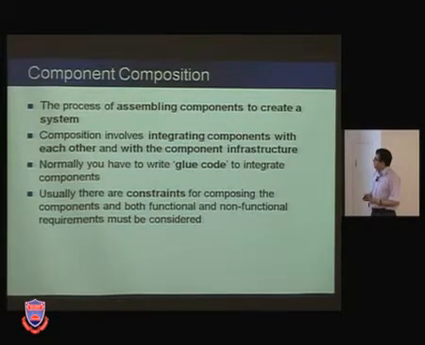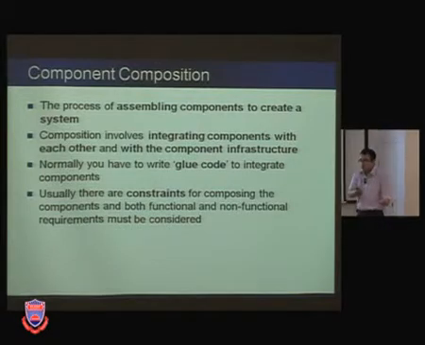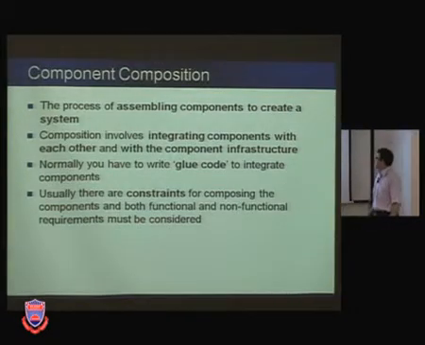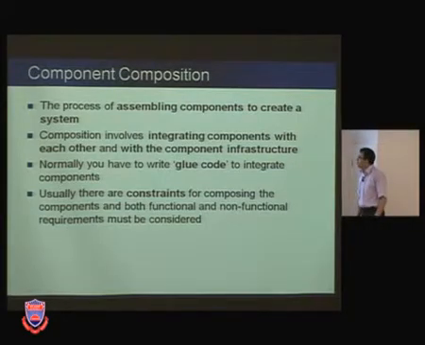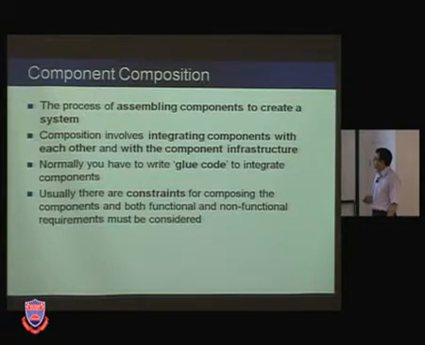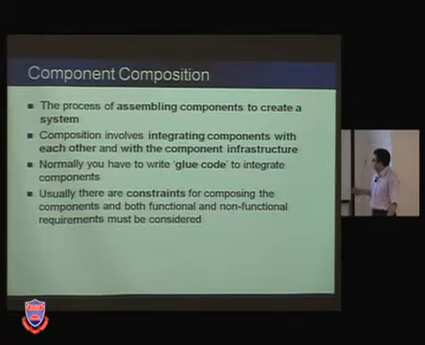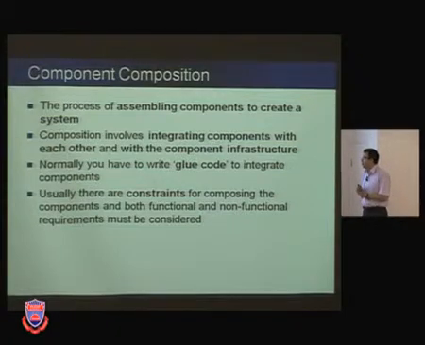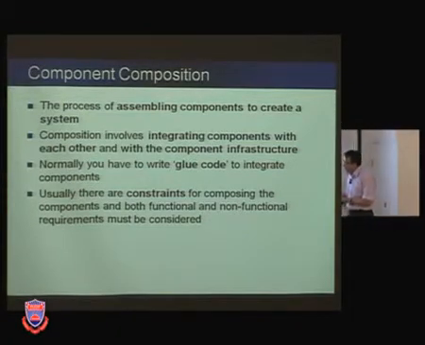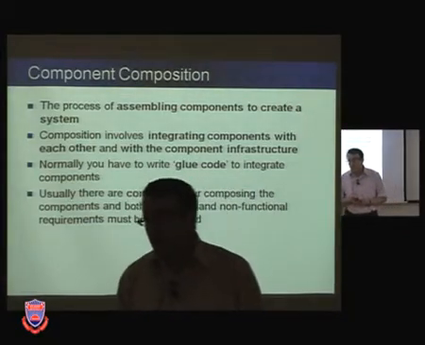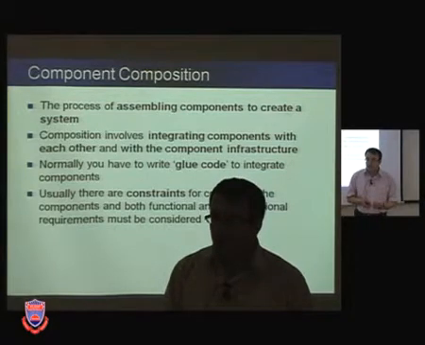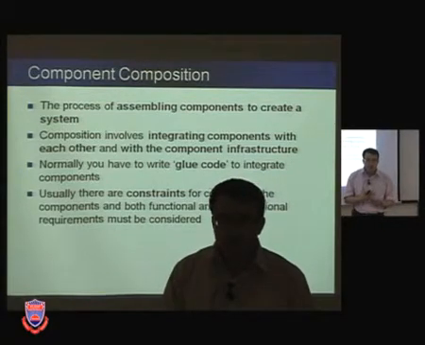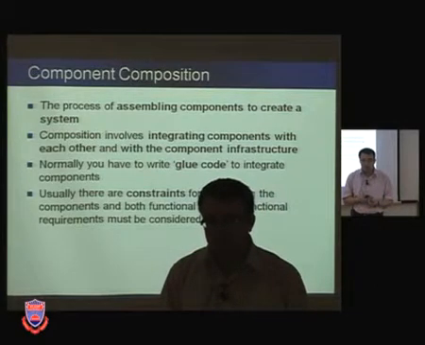What is component composition? We have a library of independently deployable units, and we use this library to compose the system. That's called component composition, the process of combining and assembling components to create a system. This involves both integration with each other and integration with the infrastructure. Typically you also have to write glue code. And as we said, there are constraints for component composition. One of the key concerns is that when composing the components, the contracts should be respected.